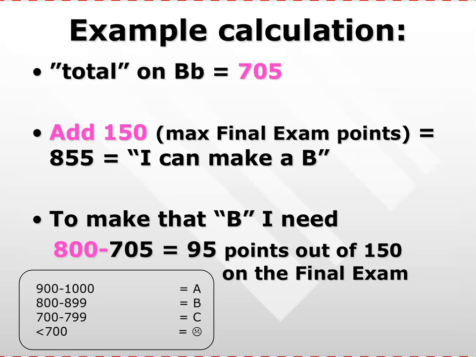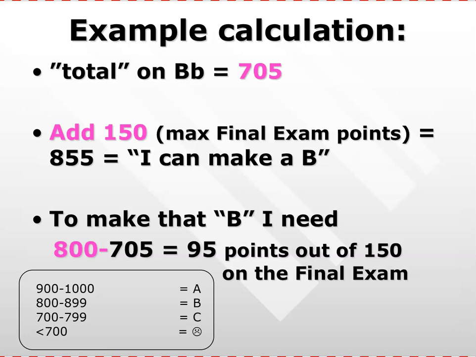So then I say, okay, now I recognize it is possible for me to make a B in this example. So how many points do I need on the final to make that B? What you're going to do is take the minimum number for a B, which is 800, and subtract how many points you already have. That's that example number of 705: 95 points. Now the final exam is out of 150, so to make a B in this example, I would need 95 points out of 150 on the final exam to obtain that grade. Anything less would be a C or lower.